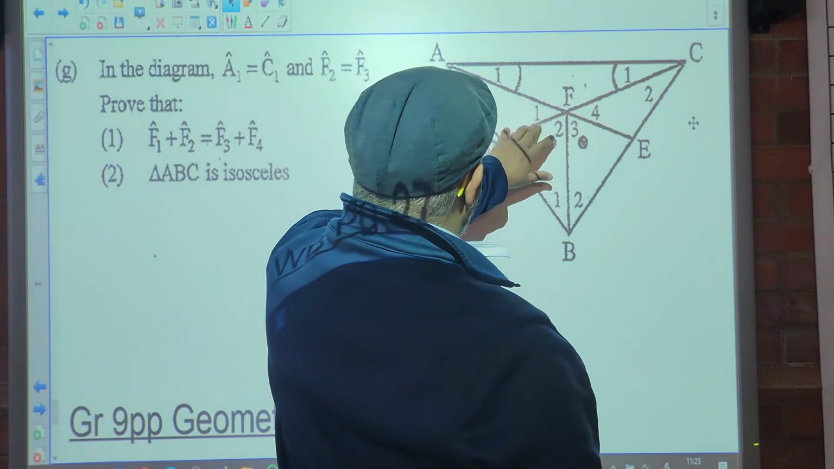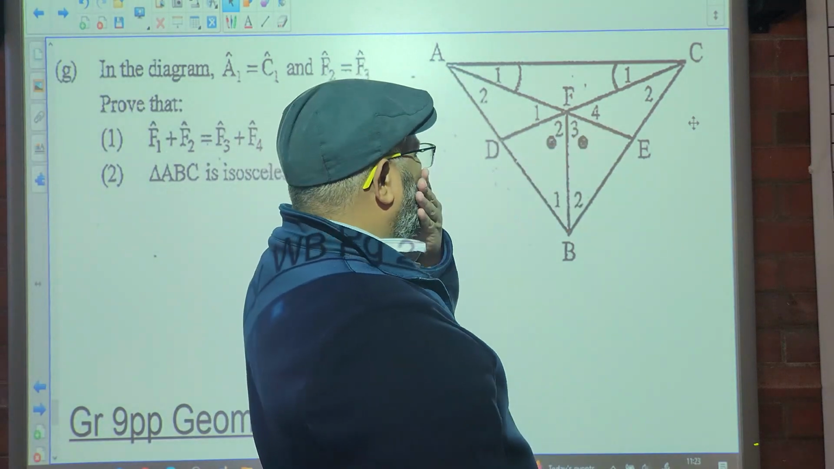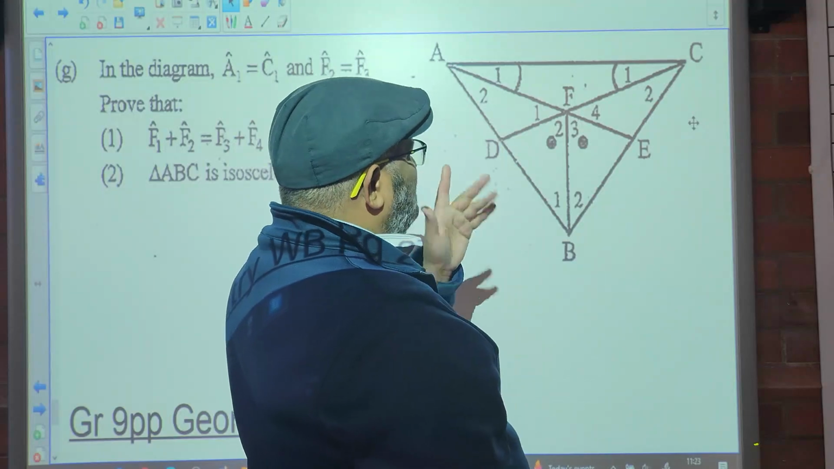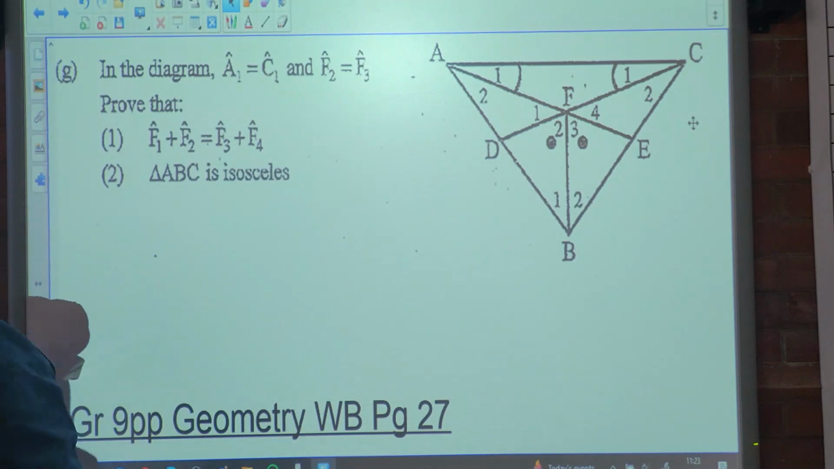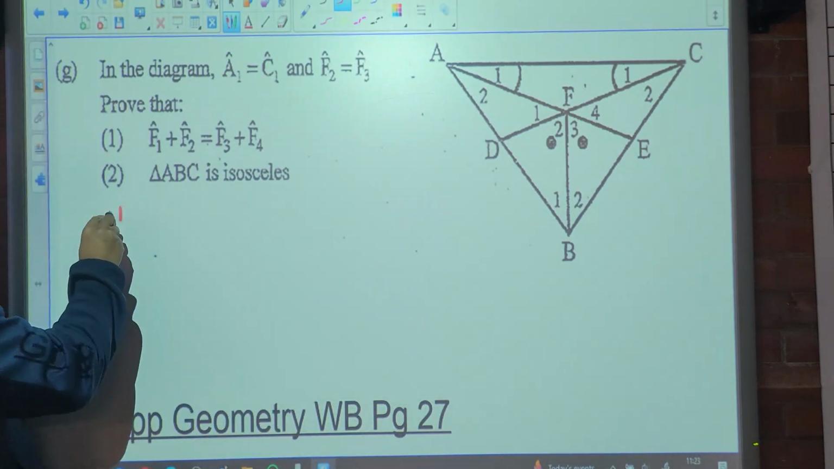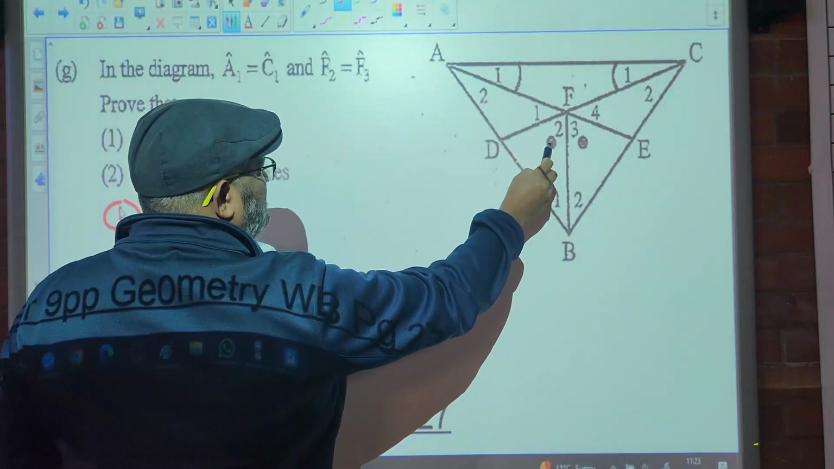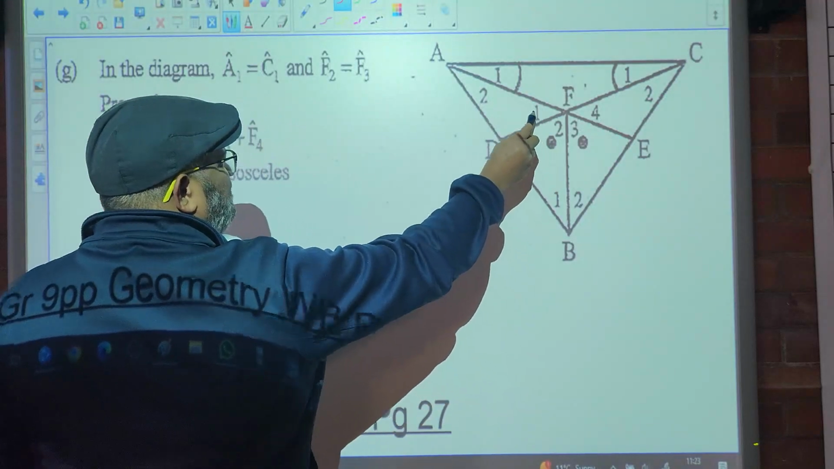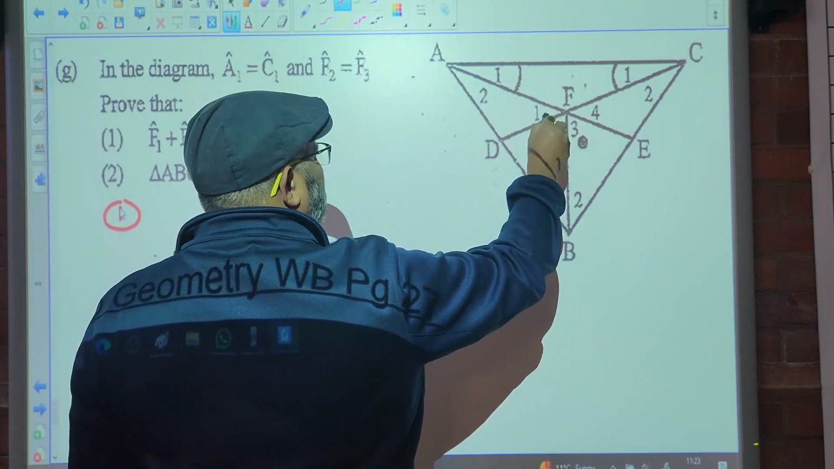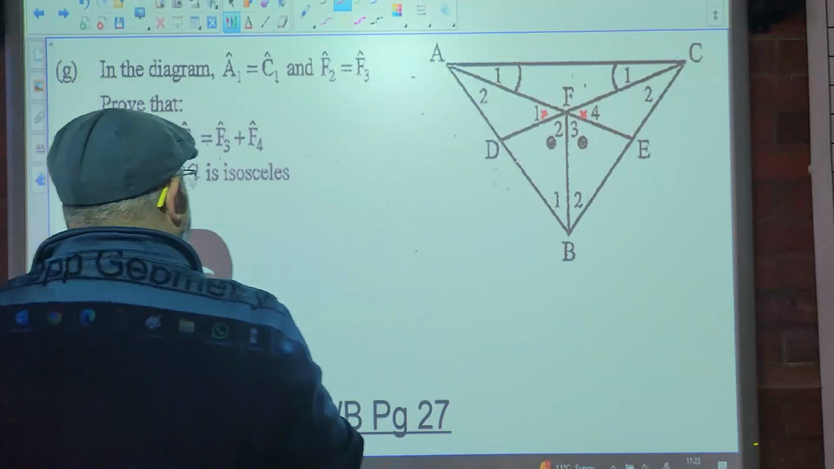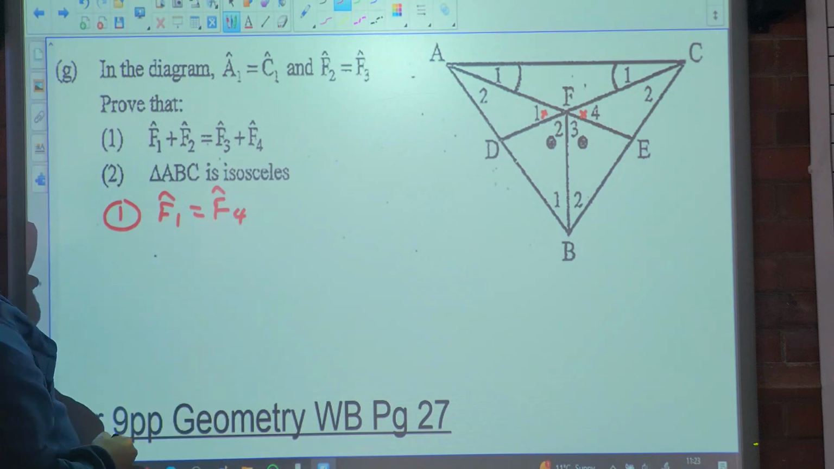Then we are told to prove that angle F1 plus F2 is equal to F3 plus F4. So what I do is I work one side of the equal sign first. Okay. Let's look at this side here. F1 plus F2. F1 is also equal to what? F4. Why? Vertically opposite. Right, so F1, and there the job is done.